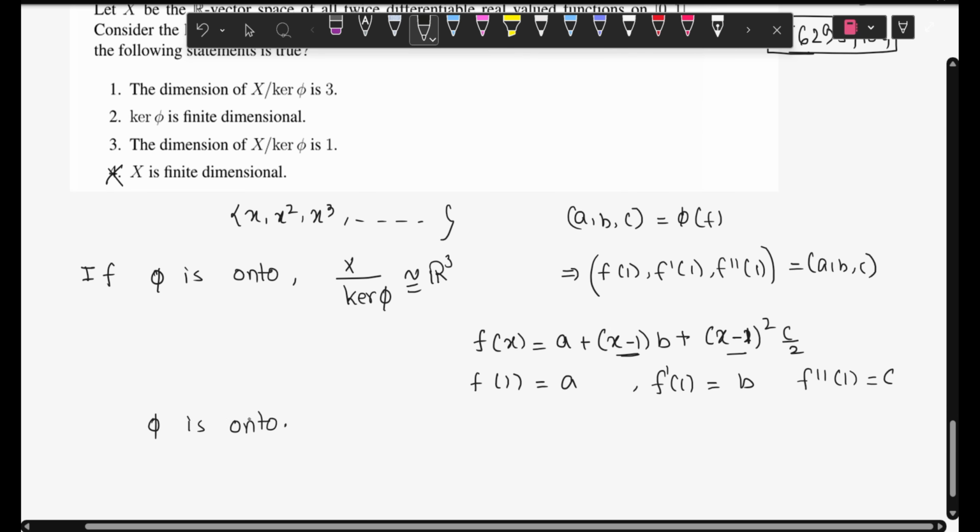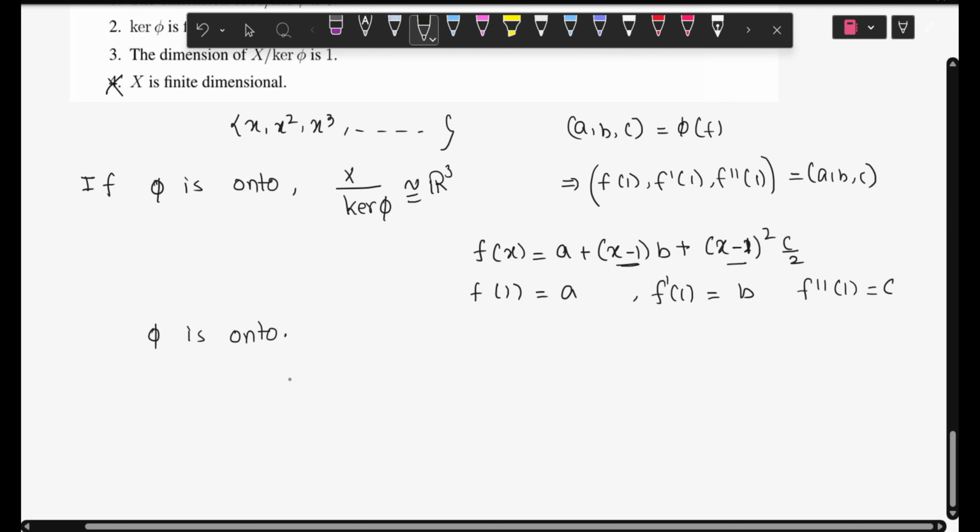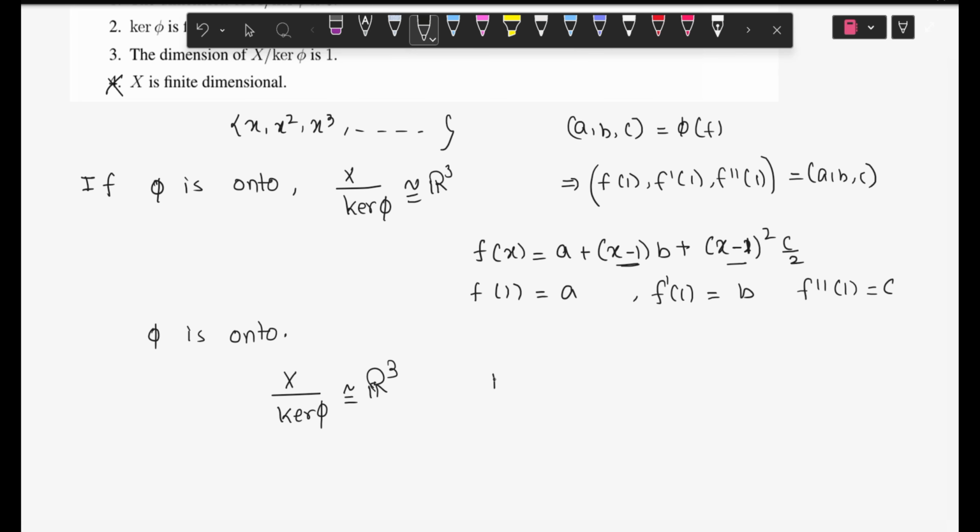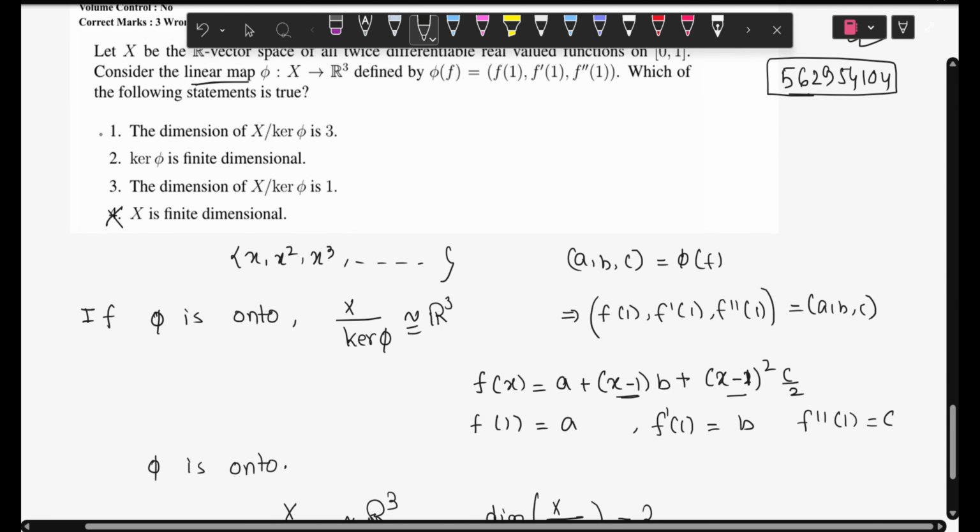Now because phi is onto, by the first isomorphism theorem, X by kernel phi is isomorphic to R3. Now as X by kernel phi is isomorphic to R3, we can say that the dimension of X by kernel phi is nothing but 3. So which is our option 1. So option 1 is our correct option. Thank you.